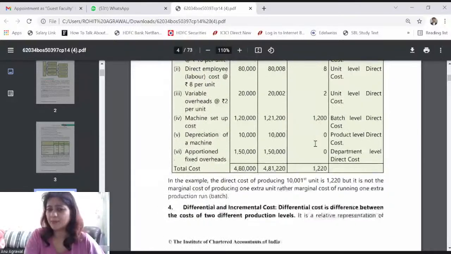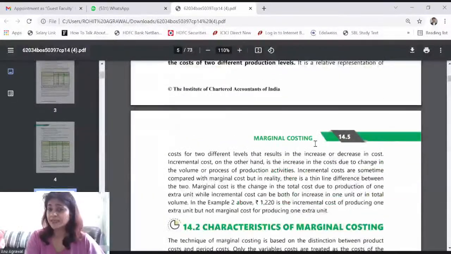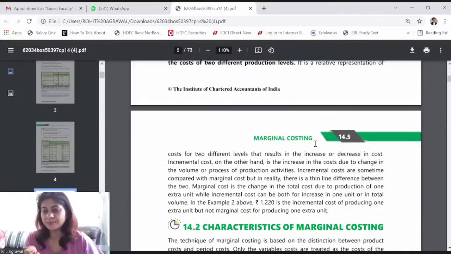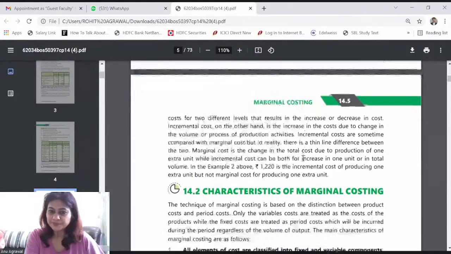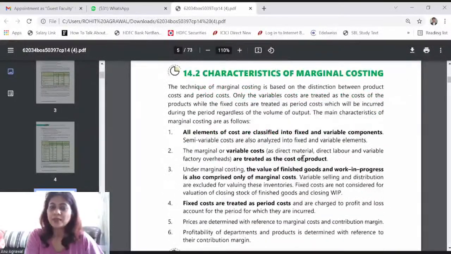Differential and incremental costing, you will understand more of it when you reach final. Here it is only on a theoretical level. Differential cost is the difference between two costs at two production levels, whether more or less. Incremental, as the name suggests, only takes up the increase. Differential can be an increase or a decrease, but incremental can only be an increase. So there is a thin line of difference between the two.